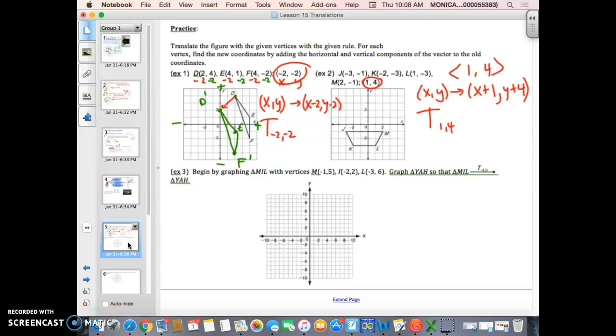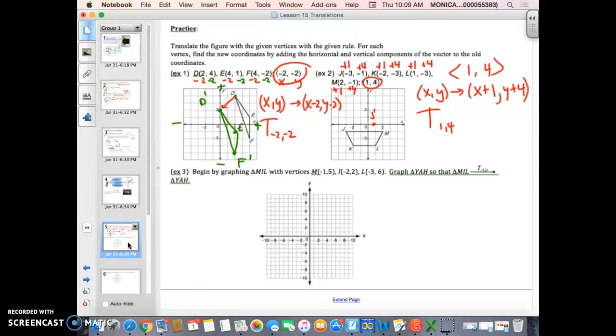So I'm basically going to take each coordinate, and I'm going to add 1 to the x, and I'm going to add 4 to the y. And I can do this one here. Plus 4, plus 4, plus 4, plus 4. Or you can just simply do it on the graph. So I'm going to go up 1, because up is a positive direction, over 4. Notice this, okay, 1, 2, 3, 4. So that's my new J.